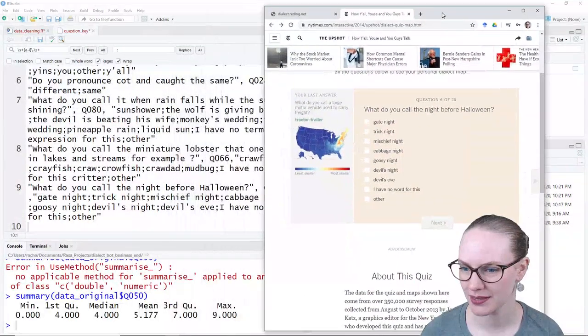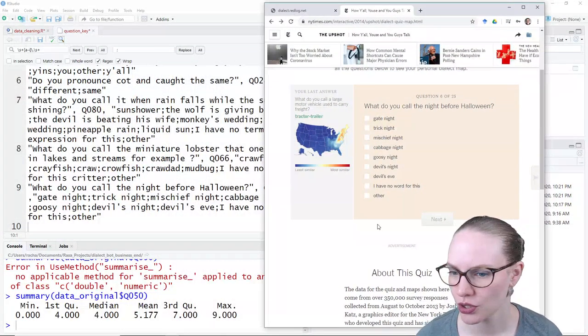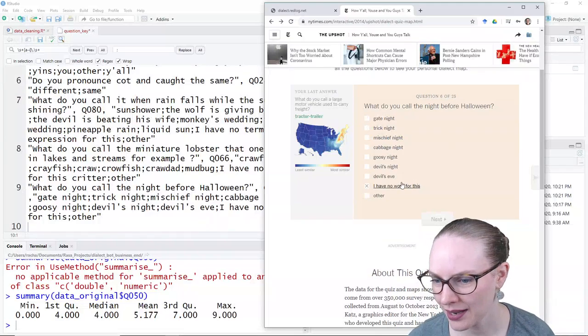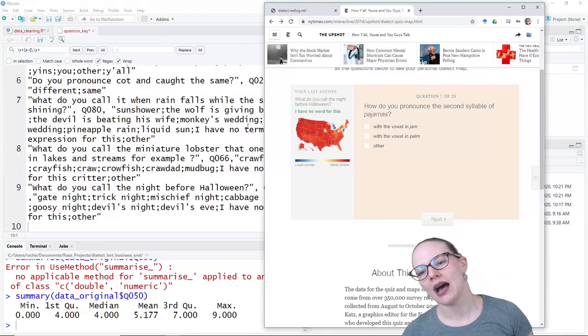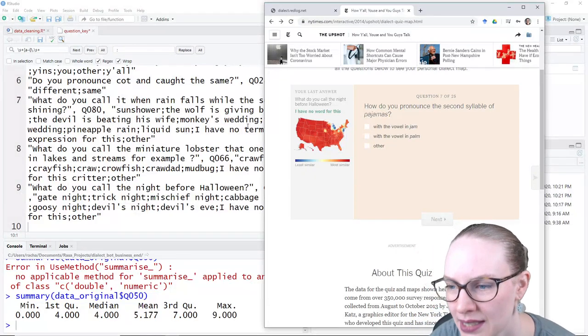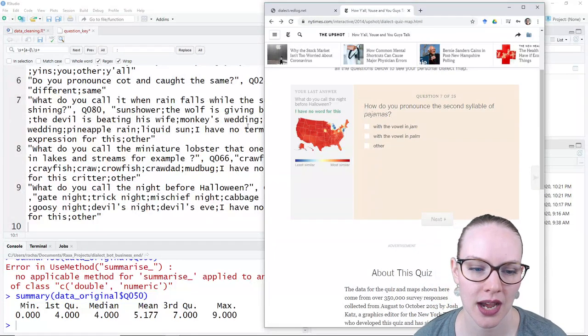Ooh. All right. So, what do you call the night before Halloween? I don't have a word for that. Next, looks like most people don't. How do you pronounce the second syllable of pajamas?